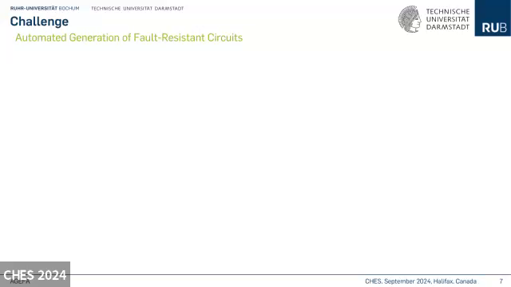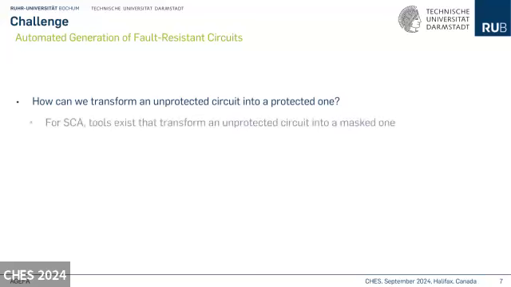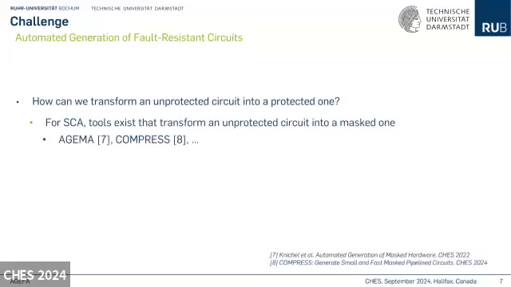So the question remaining now is how we can do that. How can we do this transformation from an unprotected circuit to a protected one? And we know, for example, from the side channel domain that such tools already exist to protect the circuit against side channel analysis. For example, we know about AGEMA, or we know about Compress, which is presented at this year's CHES, so you can join the talk if you are interested.